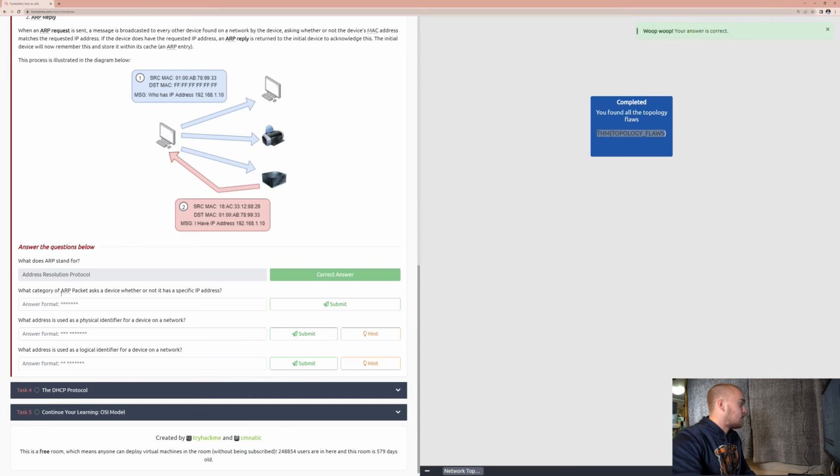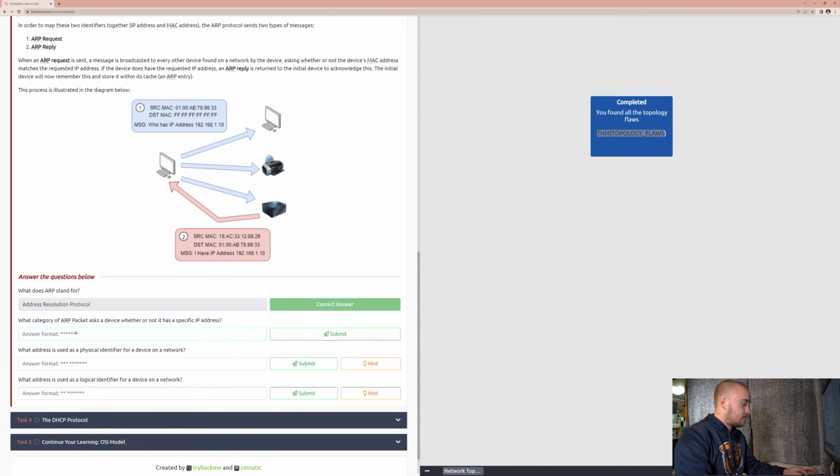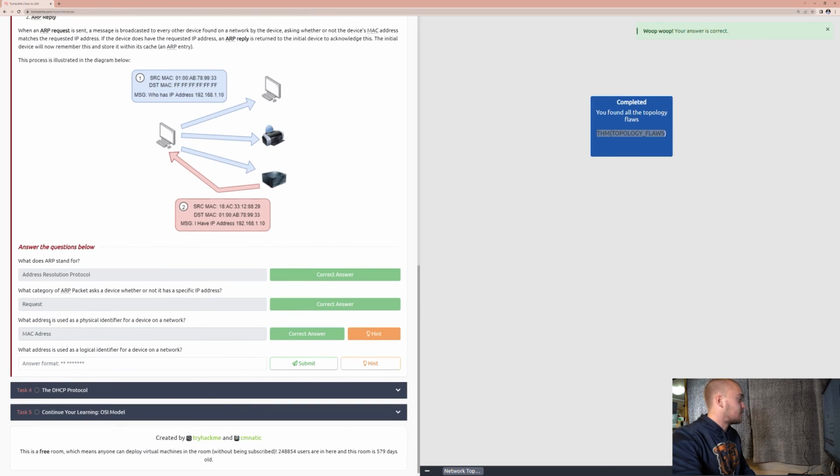What category of an ARP packet asks a device whether or not it has a specific IP address? That would be a request. What address is used as a physical identifier for a device on the network? That would be your MAC address. I didn't even spell address right, but it still gave us the right answer.